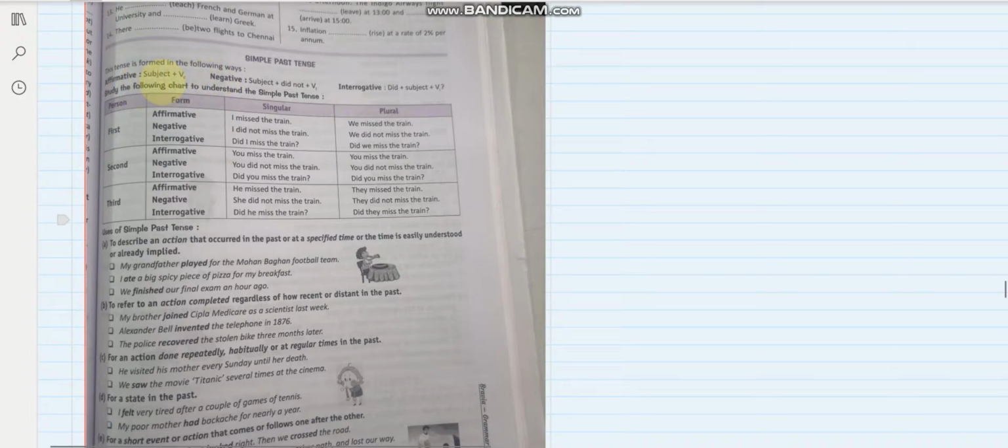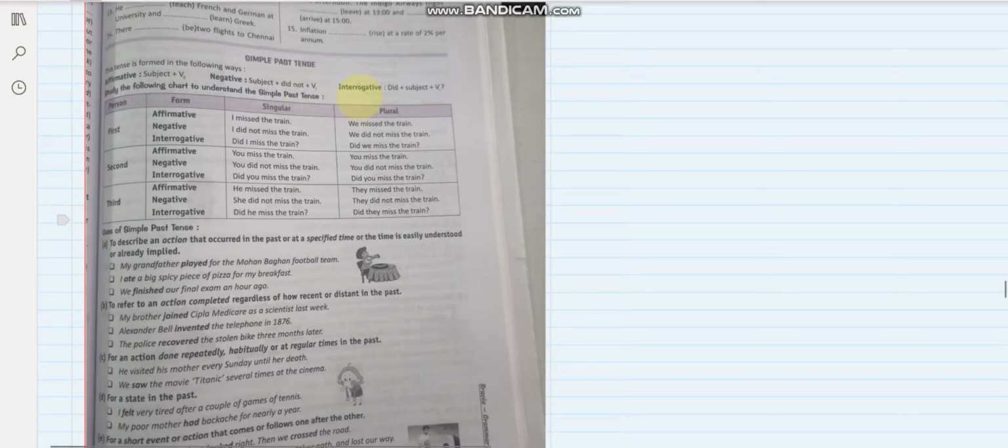Let us first look at the rule. We have subject and second form of verb. It is for affirmative. But when we want to form a negative sentence, we use the word did not. So subject, did not, and the first form of the verb. Here you will have to remember that whenever we are converting a sentence in the past tense in negative, the verb's first form will be taken.